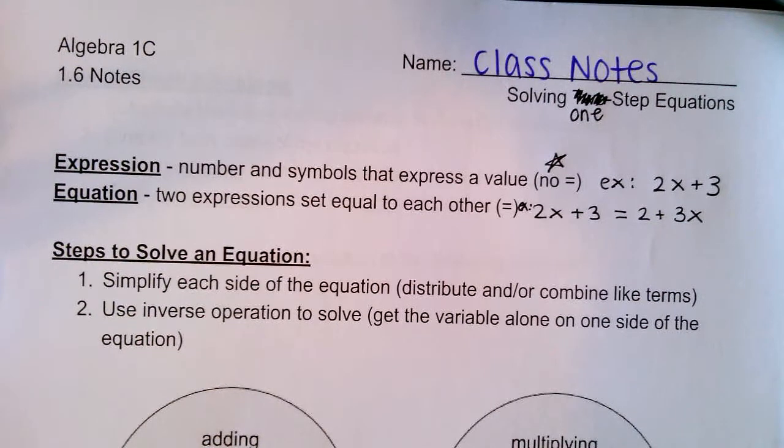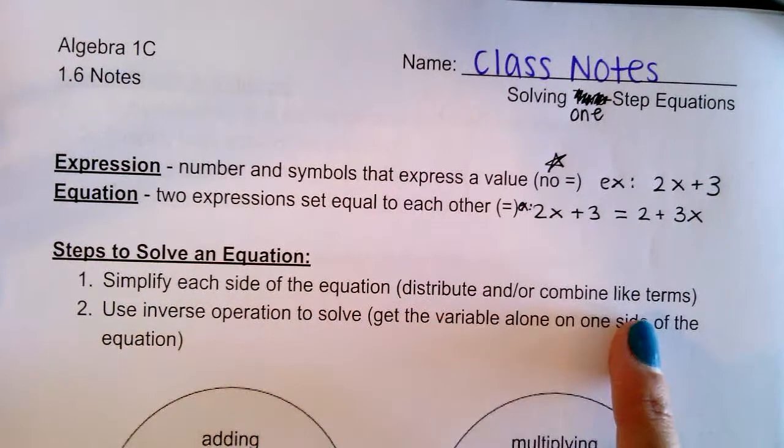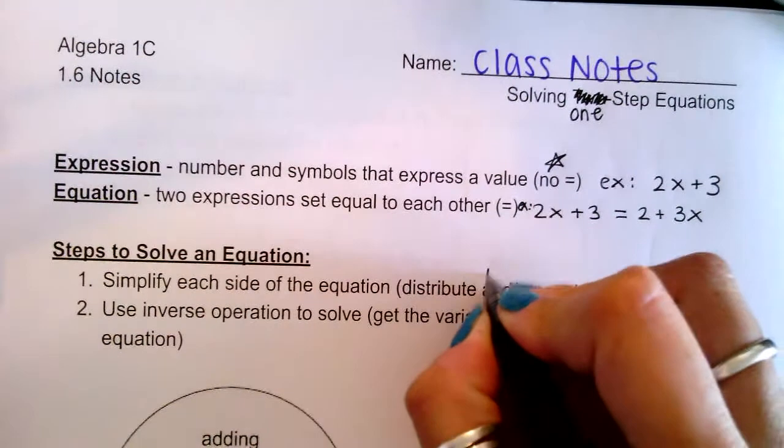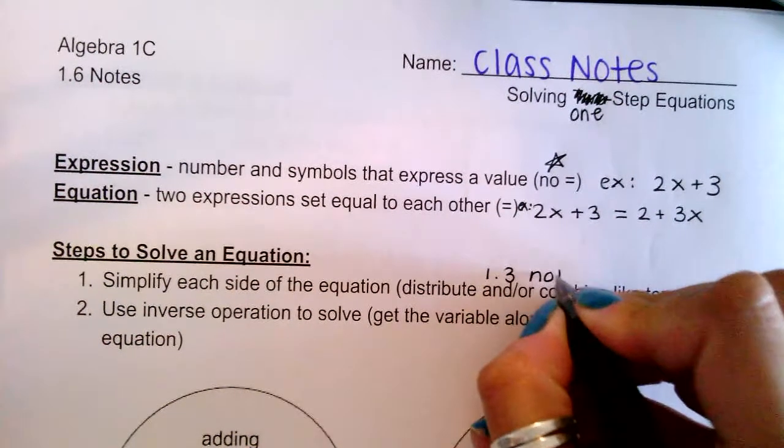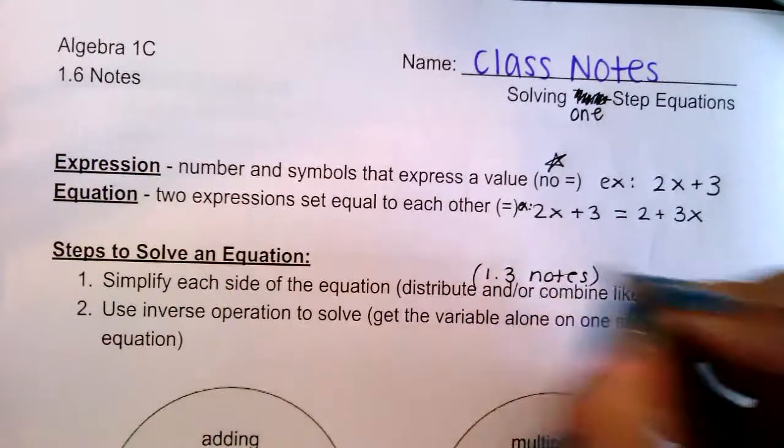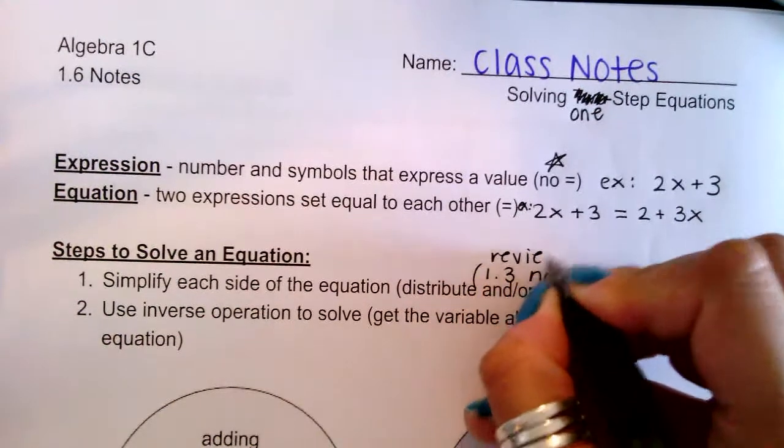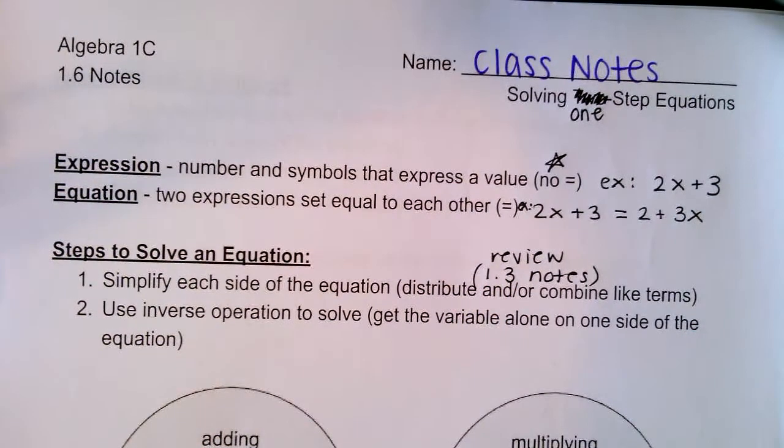So we need to follow some simple steps. We've got two steps here. Simplify each side of the equation, which means we're going to distribute or combine like terms. If you need to remember how to do that, that was 1.3 notes. If you're forgetting how to distribute or combine like terms, you can review your 1.3 notes.